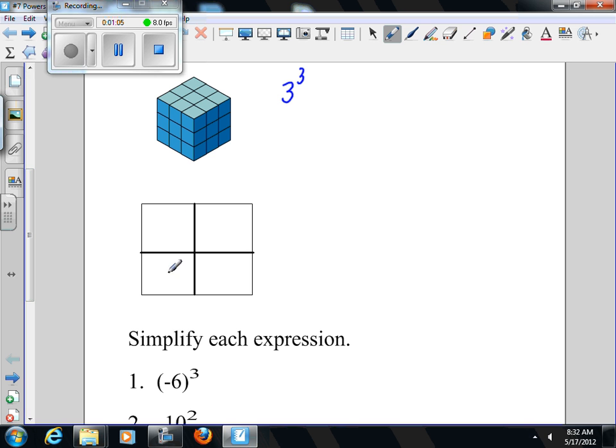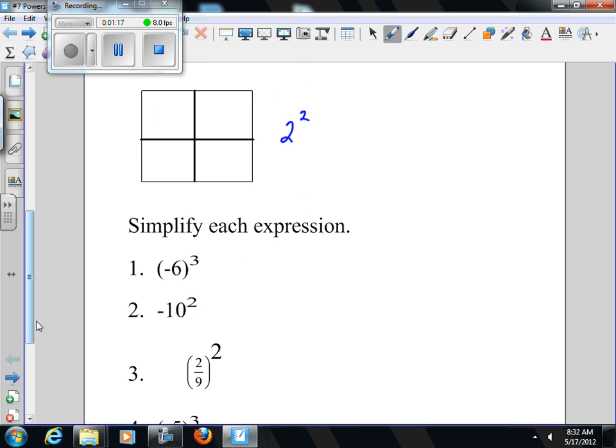If we look at this figure, we've got 4 squares. This is arranged as a 2 by 2 pattern, so we would write that as 2 squared, and 2 squared does give us 4, so we get our 4 blocks. Now, the next thing we want to do is take a look at some of these expressions where we are asked to simplify. Now, if we have negative 6 to the third power, and the negative 6 is in parentheses, this means negative 6 times negative 6 times negative 6.